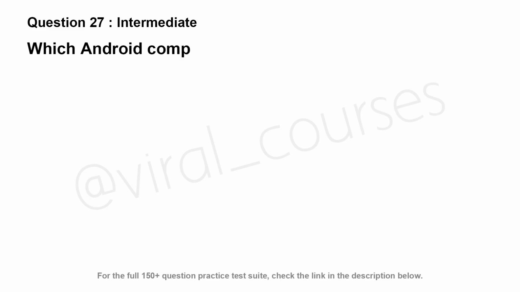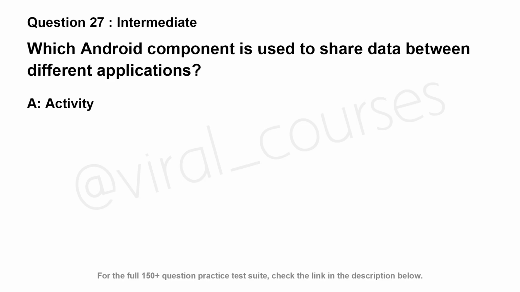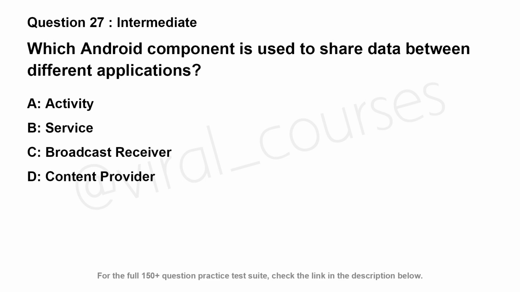Which Android component is used to share data between different applications? Option A. Activity. Option B. Service. Option C. Broadcast receiver. Option D. Content provider.